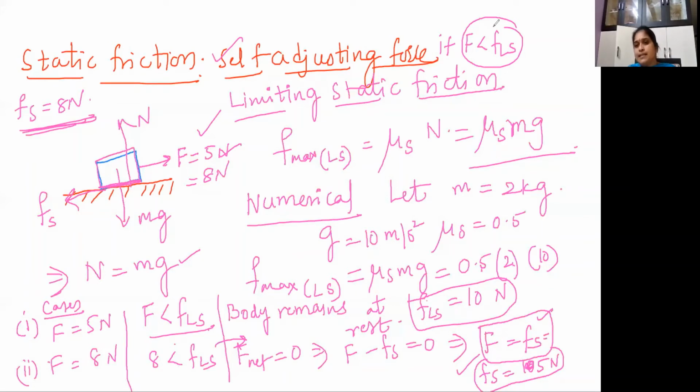If the applied force is less, then the limiting static friction... So static friction always exists, and static friction is equal to the applied force, not the applied force equal to static friction. Remember that. So this is the first illustration. I think it is clear. So let us go to an example.